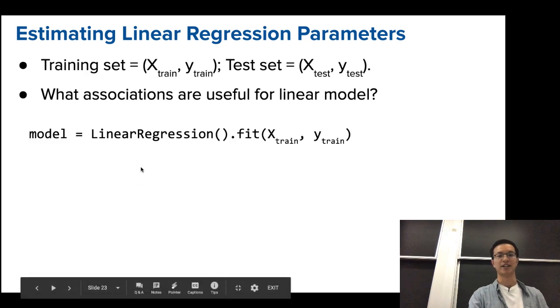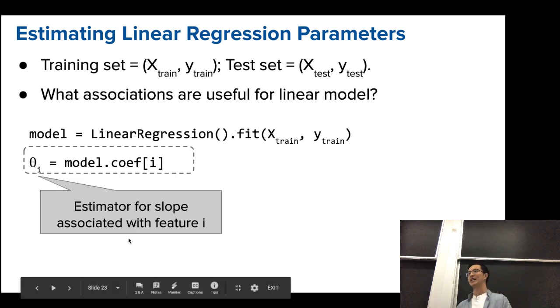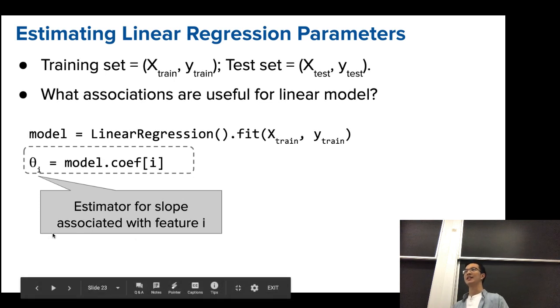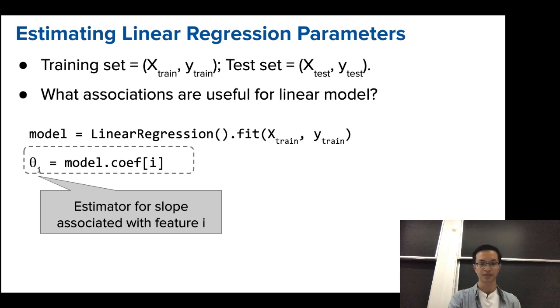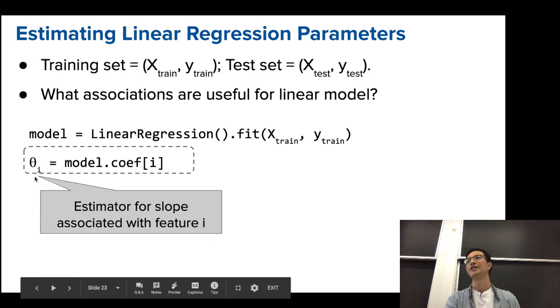Okay, so here, I fit a model. I look at the coefficient for a particular feature, and this is the estimator for the slope associated with that feature in the population. In linear regression, what we're assuming is that in the population, data are generated according to a linear model. If we make that assumption, this estimator here is our best guess as to the actual slope associated with that feature. Because we're making a best guess as to the slope, we can again do a confidence interval.